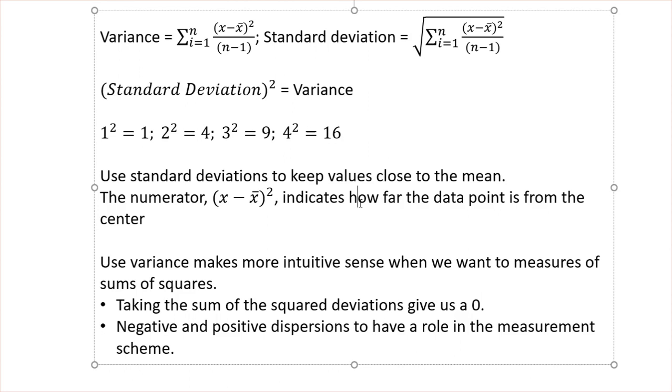So, let me repeat. If we just want to see how far a data point is from the center or the mean, it's better to use the standard deviation. And if we want to do multivariate analysis, we want to measure the sums of squares, it's better to use the variance, even though they both mean the same thing. As you can see from the formula, you square the standard deviation, you get the variance. You take the square root of the variance, you get the standard deviation.